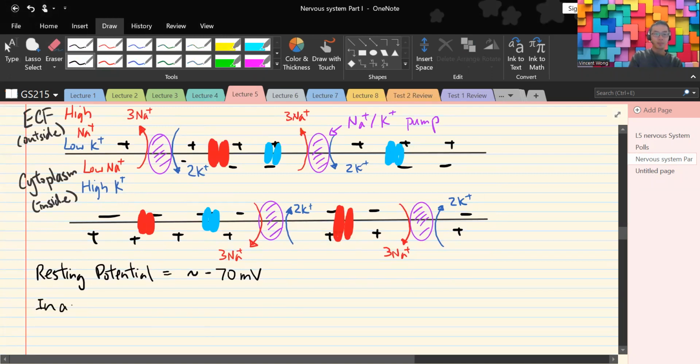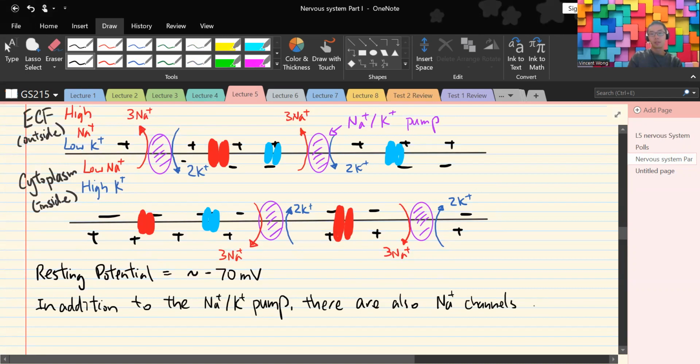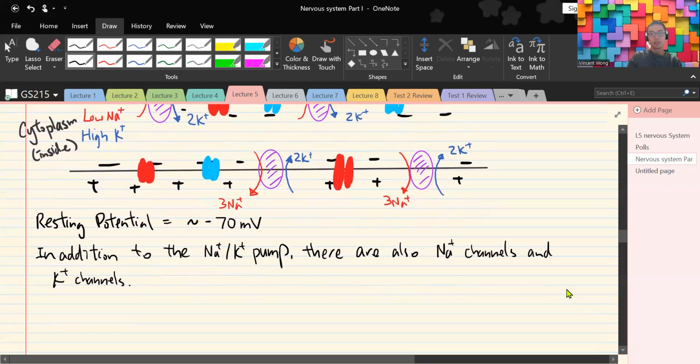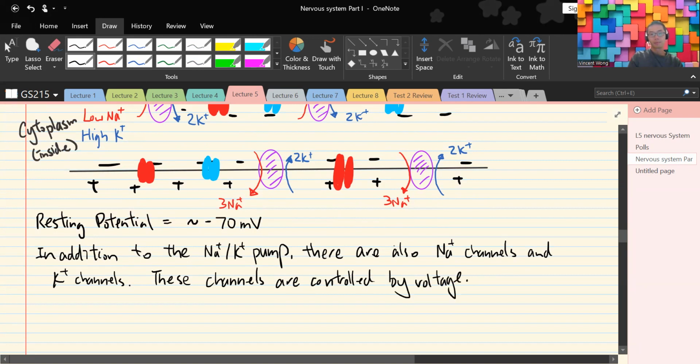So in addition to the sodium potassium pump, there are also sodium channels and potassium channels. Now these channels are controlled by voltage.